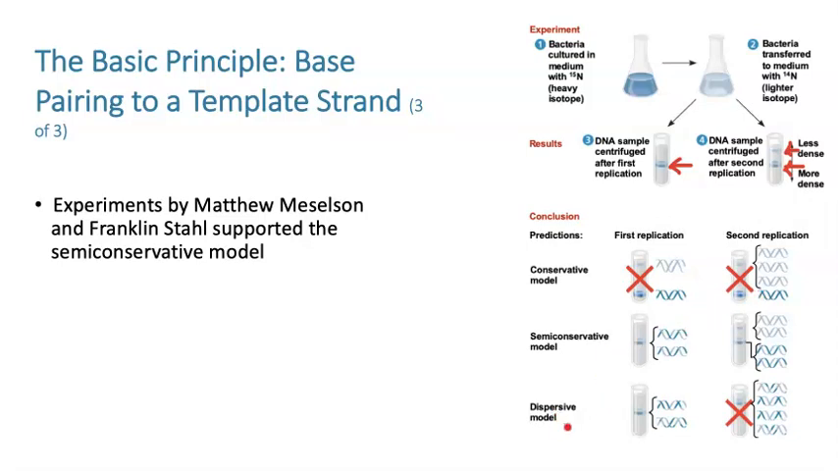And if it had been the dispersive model, it would have ended up having something in the center to begin with. But in the end, they would have been a mixed bag, and they all would have had some lightness to them. So they would have all been lighter. It's only with the semi-conservative model that you get both the single band after the first replication and two separate bands after the second replication.